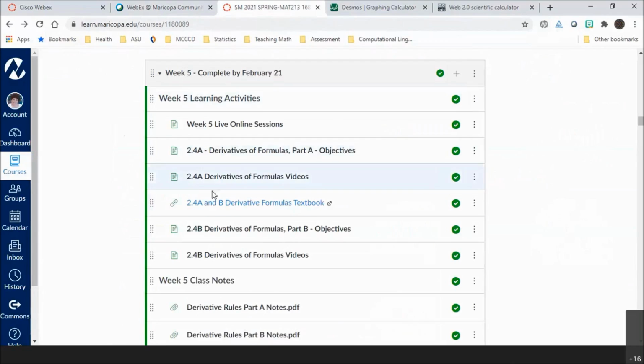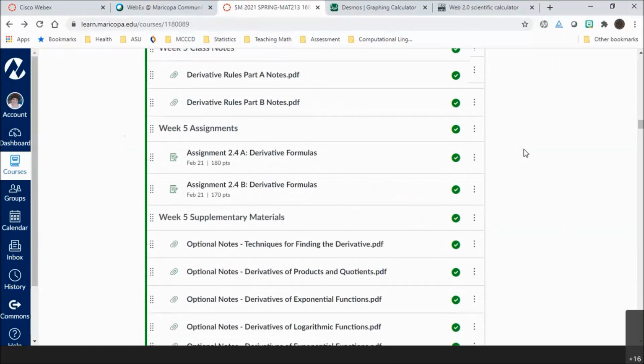We already completed derivatives of formulas part A, which introduced things like using the power rule to take derivatives of polynomials or power type terms in your function. We use the constant multiple rule, which lets us just pull constants that are coefficients multiplying a term through the derivative process. And we also reviewed a few rules of exponents, which turn out to be super important in simplifying function expressions before you actually try to do calculus on them.